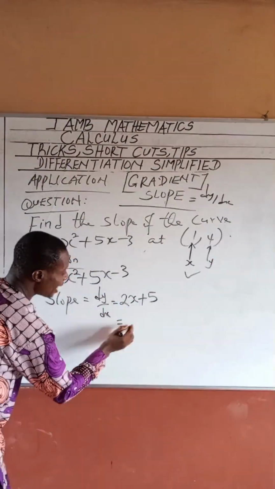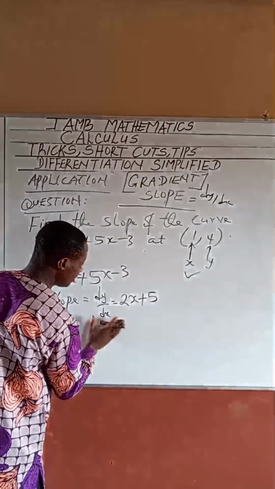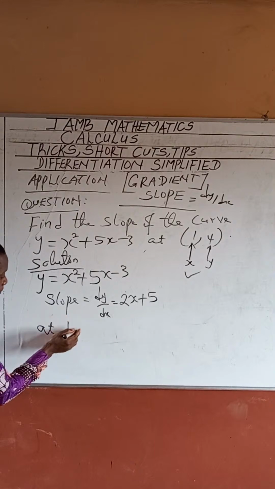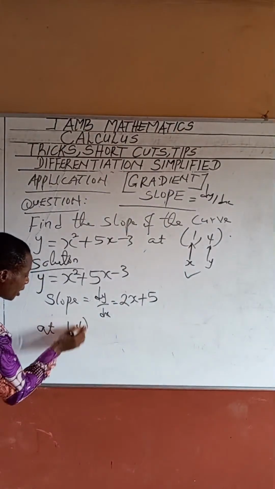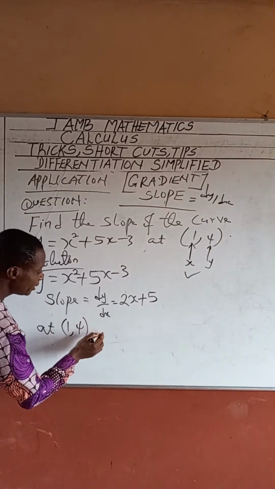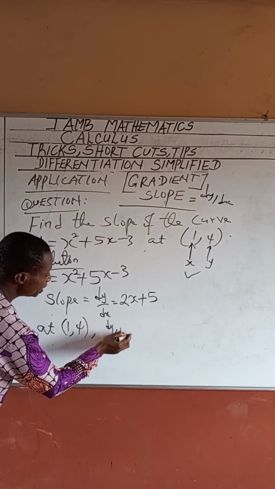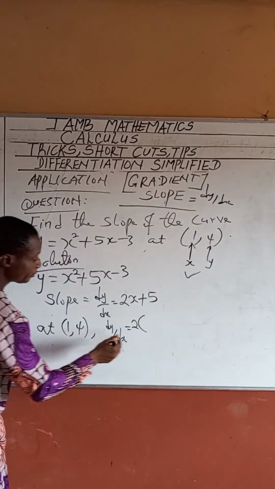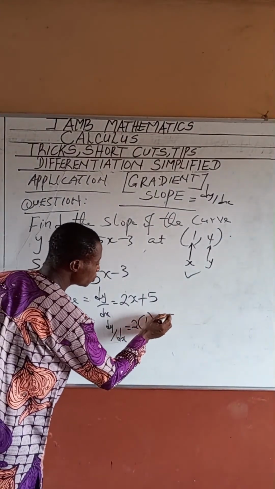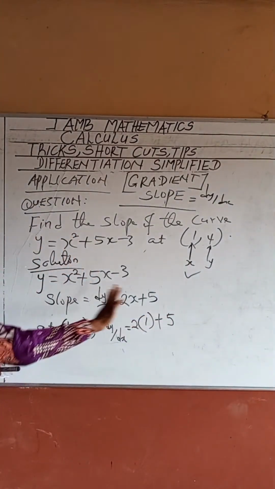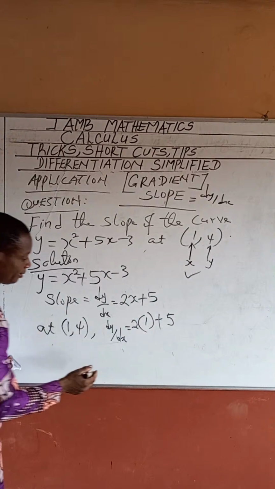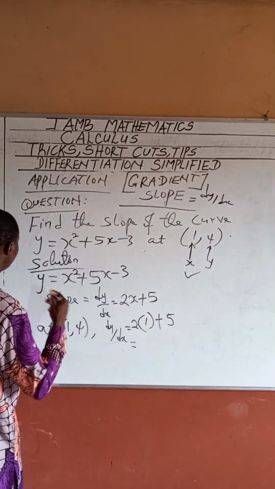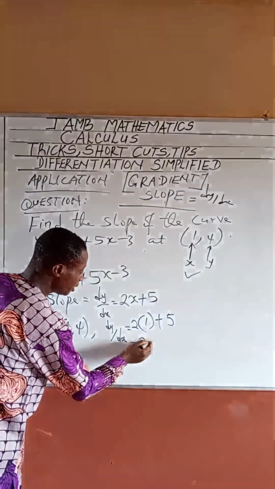Take it at, let's say, write it here, at the point (1, 4), dy dx is equal to 2 times (1), then plus 5 here. We can now go ahead and solve, right? Very easy. Easy peasy, right? 2 times 1 is 2, then plus 5.